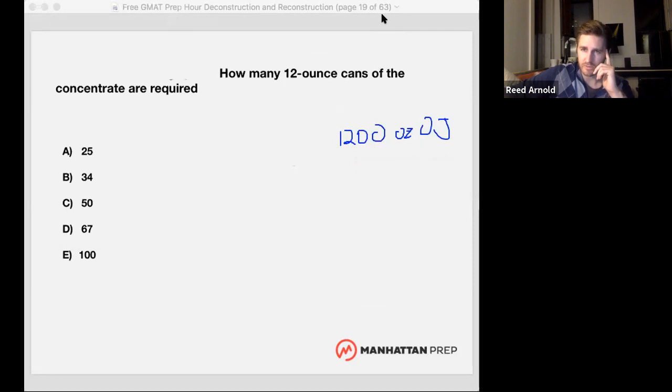I brought in the answers here. Forget the 1,200 ounces for a second. I just want you to deal with the inferences on the screen. How many 12-ounce cans of concentrate are required? And then I have these answers.